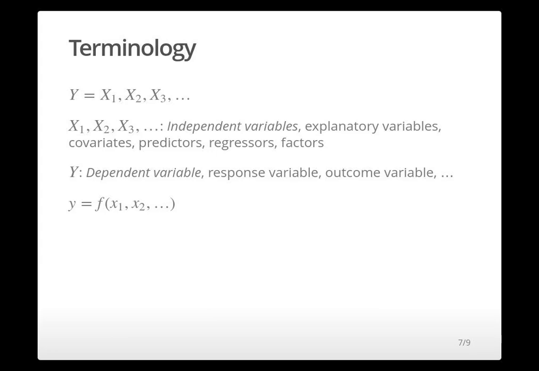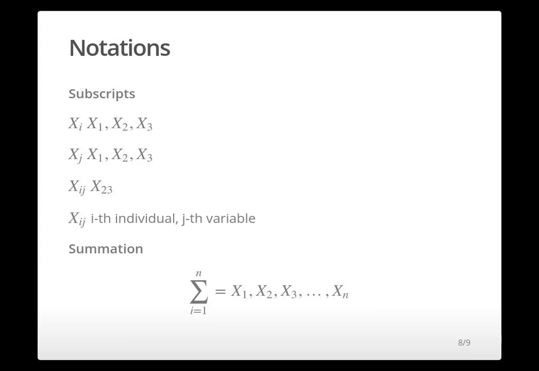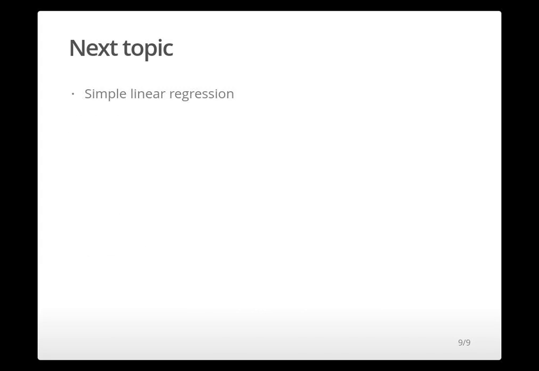These two names are based on mathematics of functional relationships, in which the value of the dependent variable is determined by values of the independent variables. In notations used in this course, subscripts are important. Conventionally, x sub i indicates the value of the variable for the ith individual. X sub j indicates the value of the jth variable. If there are two subscripts such as x sub 2 and 3, it usually means the value of the second individual for the third variable. Although this course does not use many mathematical symbols, the summation symbol may be used frequently. In the next lecture, we will review simple linear regression.